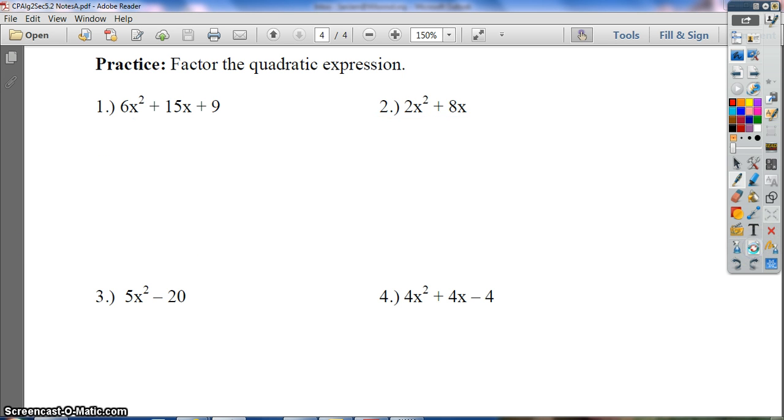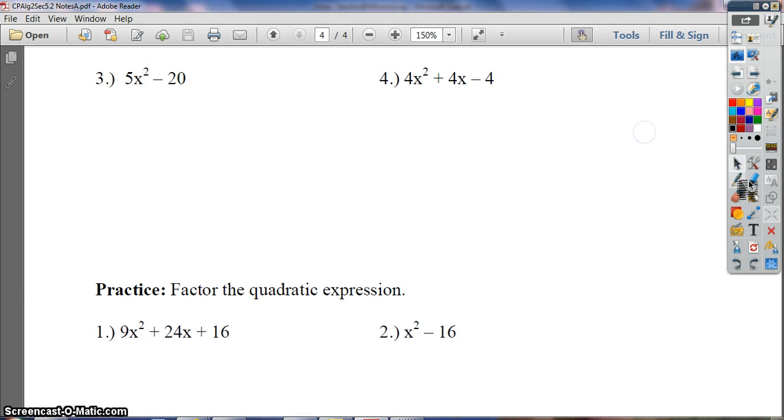Let's jump down to 3 and 4. Again, start with your GCF. These have a GCF of 5. So that's going to leave me with x squared minus 4. This is a special circumstance. They are the difference of squares. This is a perfect square. This is a perfect square.